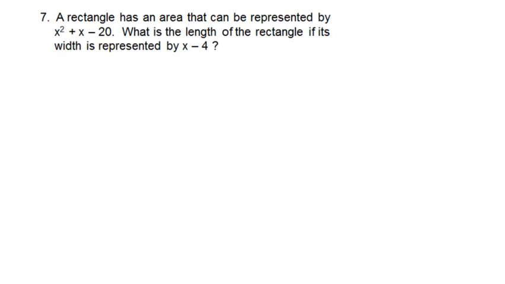A rectangle has an area that can be represented by x squared plus x minus 20. What is the length of the rectangle if its width is represented by x minus 4? Our area is going to be equal to our length times width. So x squared plus x minus 20 is going to be equal to the length times the width, x minus 4.